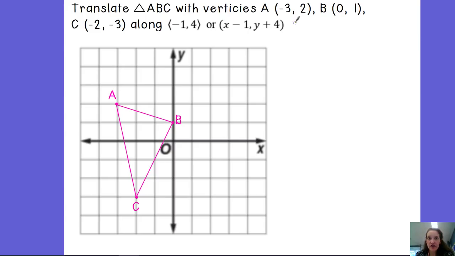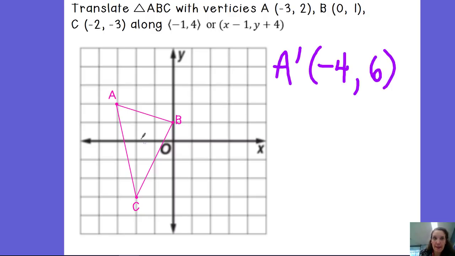If I'm going to translate this triangle along the vector <-1, 4>, which is another way to write it is (x minus 1, y plus 4), because I'm going 1 unit to the left and 4 units up. A is at (-3, 2), so A prime, its image, will be at -3 minus 1 is -4, and 2 plus 4 is 6. So I'm going 1 unit to the left and then 4 units up. So I'm actually off the grid, which is totally okay. So here's A prime.